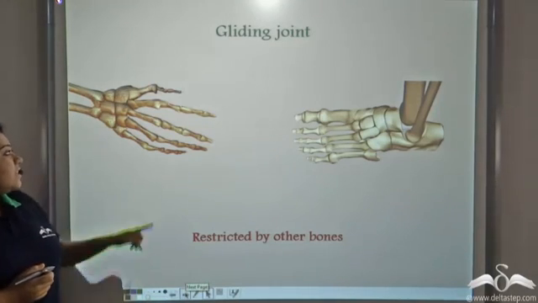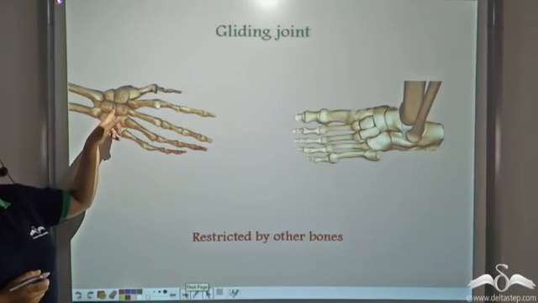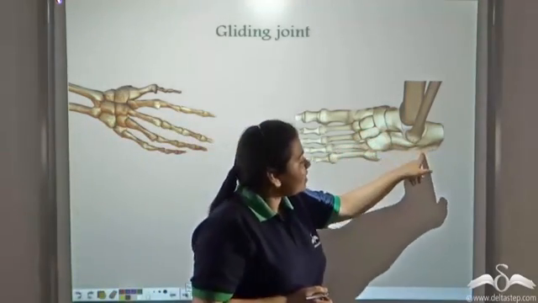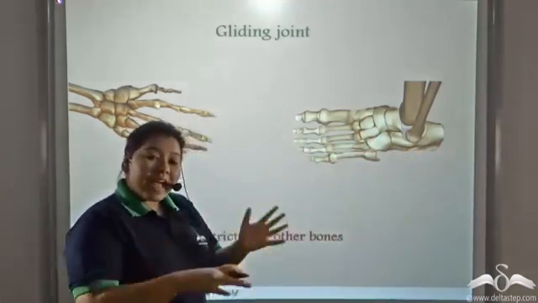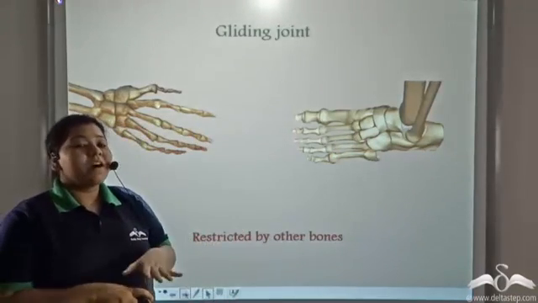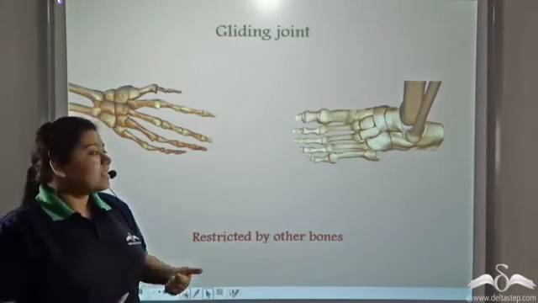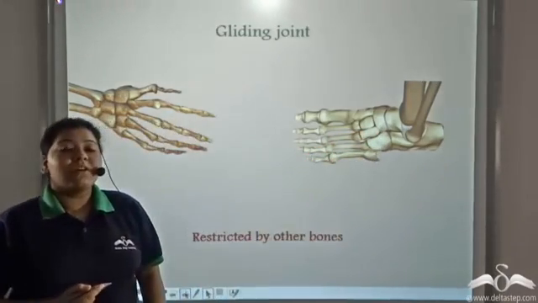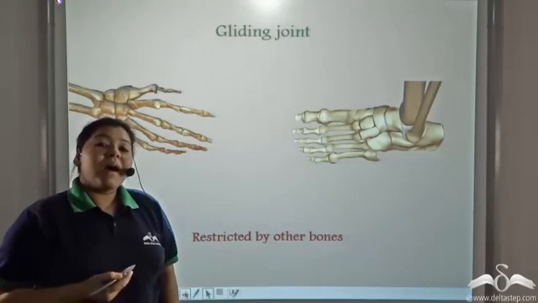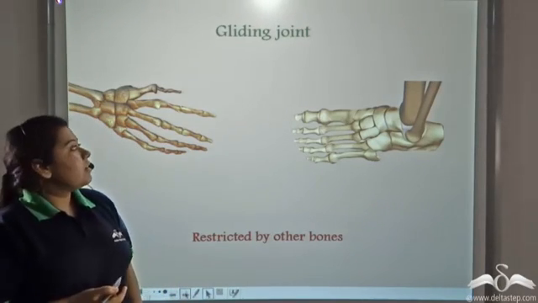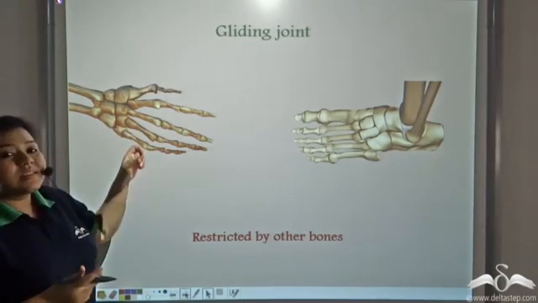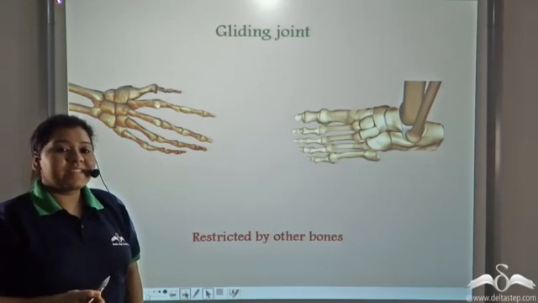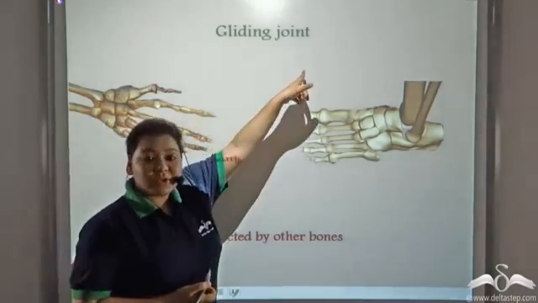Now, just like the wrist, which is made up of multiple small bones, even our ankle is made up of multiple small bones which glide over one another to cause the partial movement. And since these small bones restrict the movement of each other, it is a partially movable joint. Now, these bones glide over one another, and hence this joint gets the name gliding joint.